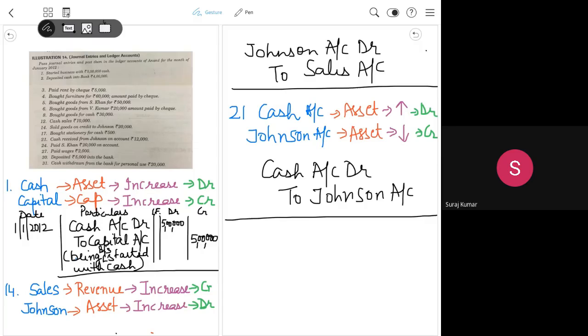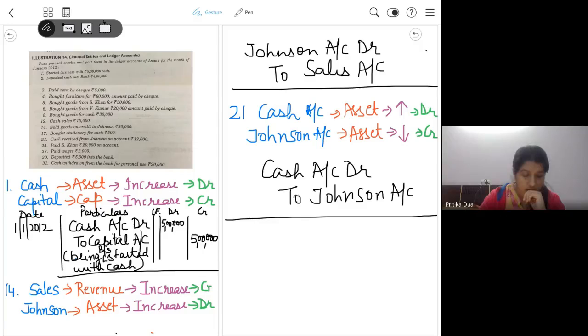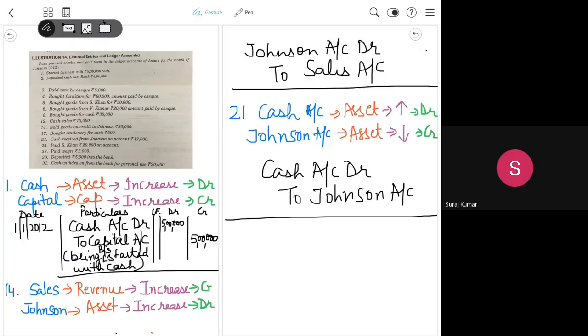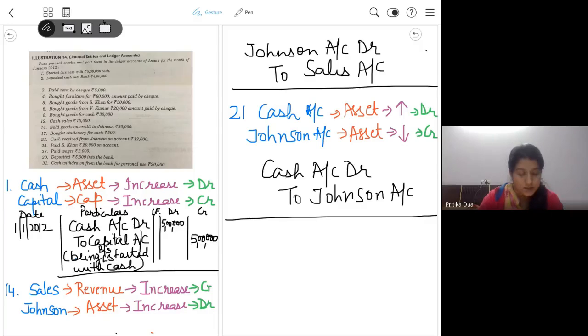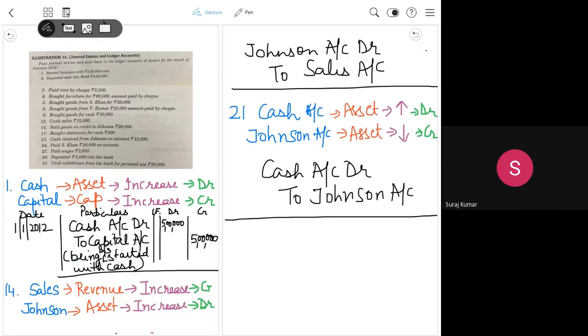Ma'am, in question 5, bought goods from S Khan for 15,000, on credit or on cash? If nothing is mentioned, it is on credit. Yes, because later you are also paying him, so it means it was a credit purchase. Yes ma'am, in the 24th it says paid S Khan 10,000 on account. Yes. So beta, then it is implied that this has been a credit purchase. Okay, ma'am.